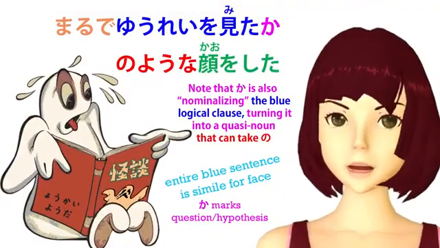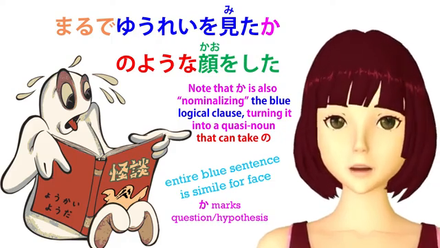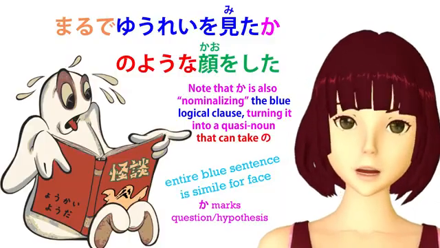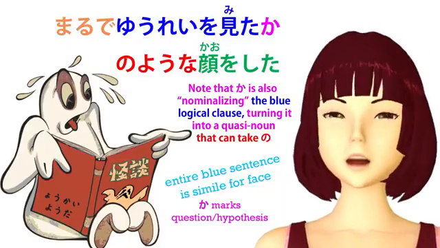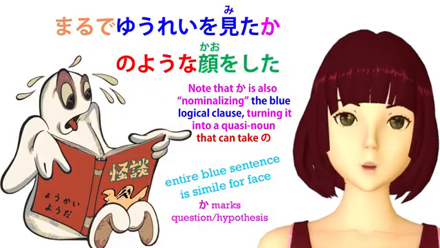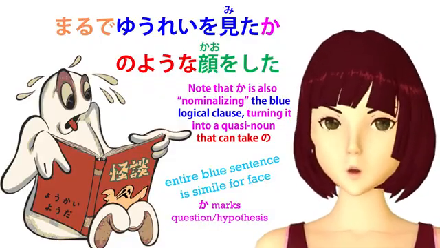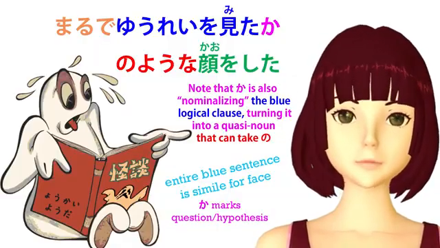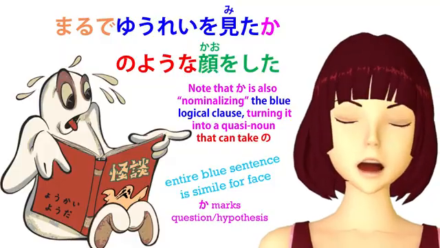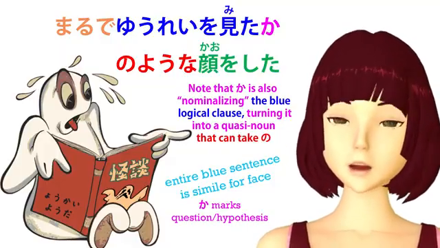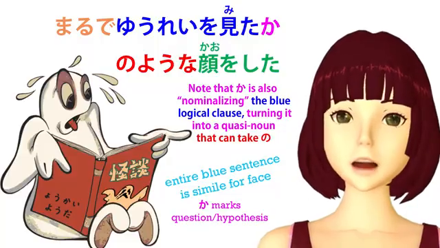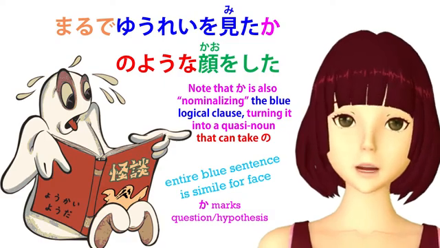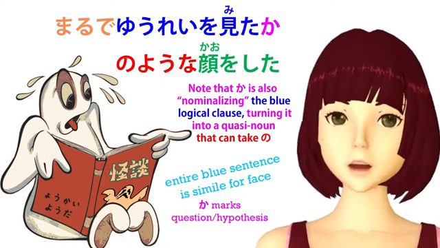Now, from this proposition-making quality and questioning quality of ka, we get expressions such as one which we discussed in a previous video: "Marude yūrei o mita ka no yō na kao." Now, that means a face as if one had seen a ghost. So what's the ka doing here? It's doing the same thing as before. It's marking "yūrei o mita" as a question, a proposition, a thing that's not certain. In fact, in this particular case, a thing that hasn't happened.